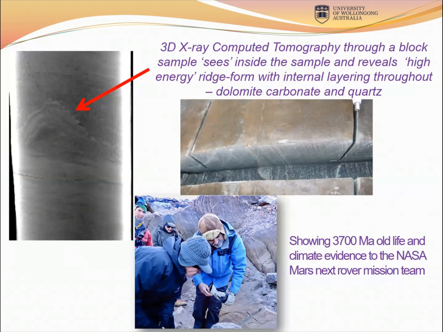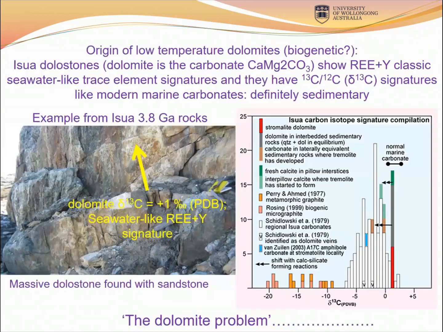Where you can see the color contrast is due to different amounts of the dolomite, carbonate, and quartz. And you can quite clearly see the bowed upward section of the stromatolite and the flat-lying sedimentary rocks above and below. So these are formed of something called dolomite.